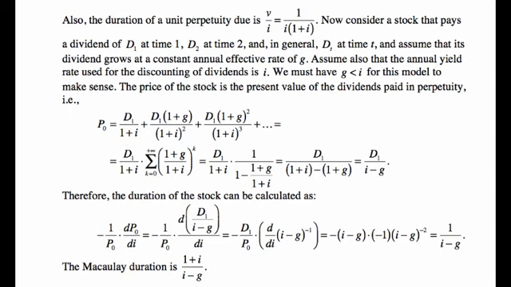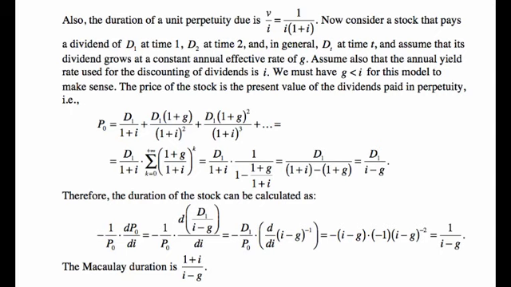Now consider a stock that pays a dividend of D1 at time 1, D2 at time 2, and in general Dt at time t, and assume that its dividend grows at a constant annual effective rate of g. That's the basic model for common stock with a constant growth rate. Assume also that the annual yield rate used for the discounting of dividends is i, and it's got to be that g is less than i, because if something grows at a faster rate than the interest rate used for discounting, then the value of such a security is really infinite.